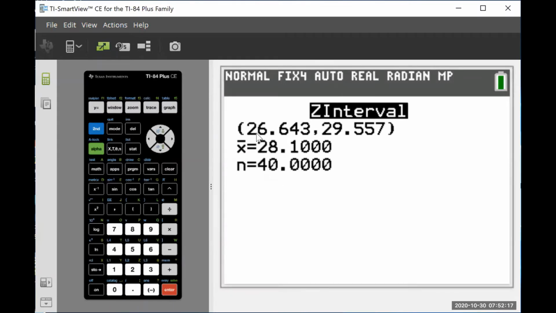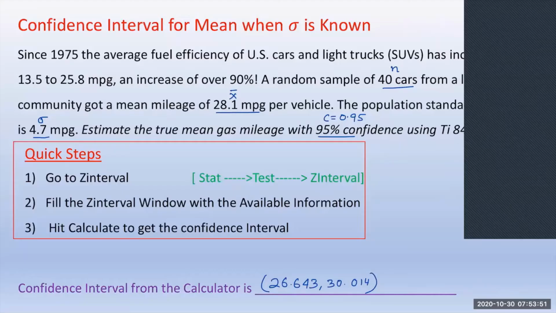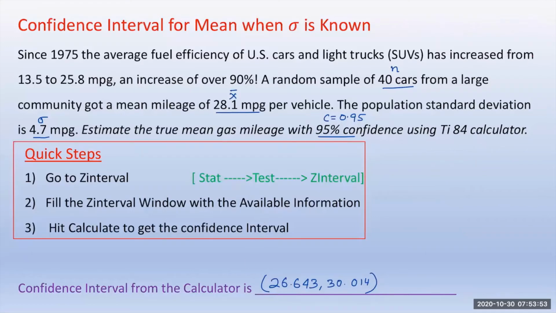So we get the confidence interval here. It is 26.643 up to 29.557. So the confidence interval that we obtained from our calculator is 26.643 up to 30.014. That means with 95% confidence, we can say that the true mean mileage lies between 26.643 up to 30.014 miles per gallon.